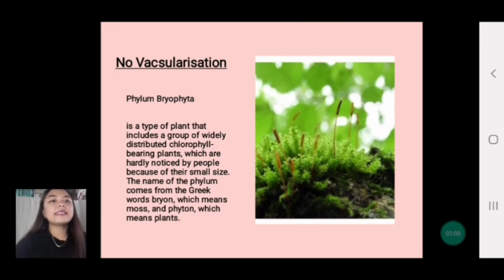Bryophyta is a type of plant that includes a group of widely distributed chlorophyll-bearing plants which are hardly noticed by people because of their small size. The name of the phylum comes from the Greek word bryon, which means moss, and phyton, which means plants. So that is the Bryophyta.